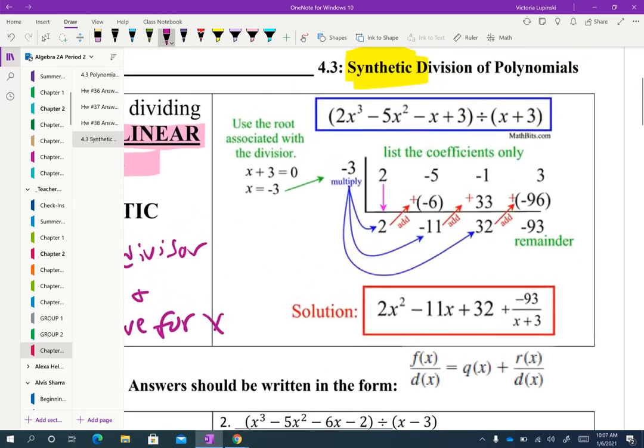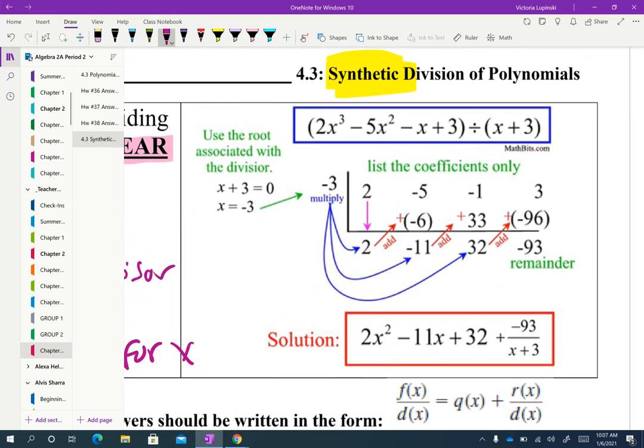If you take a look here in the top right, I've already done one problem all the way through for you, and then we'll obviously do a bunch together. But just to kind of get you started, here's the problem to begin with. You are being asked to divide 2x to the third minus 5x squared minus x plus 3, and you're being asked to divide it by x plus 3. Now, the problem might say divide however you want, or it might specifically say use synthetic division.